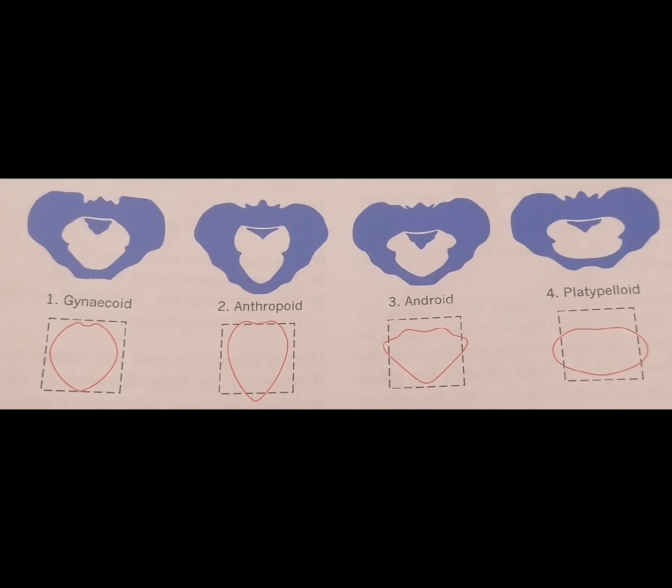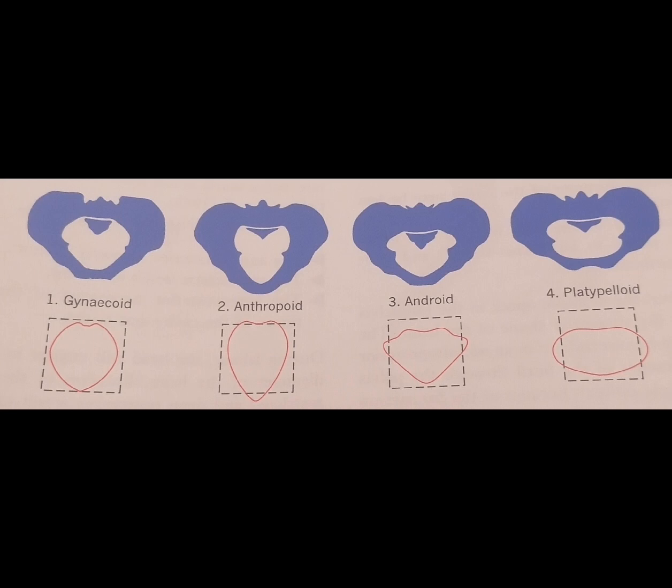3. Anthropoid pelvis. The anthropoid pelvis has an oval shape, with a greater anteroposterior diameter. It is more common in non-human primates but can be found in some human populations. While it is not as favorable as the gynecoid pelvis for childbirth, it is generally considered more favorable than the android pelvis.